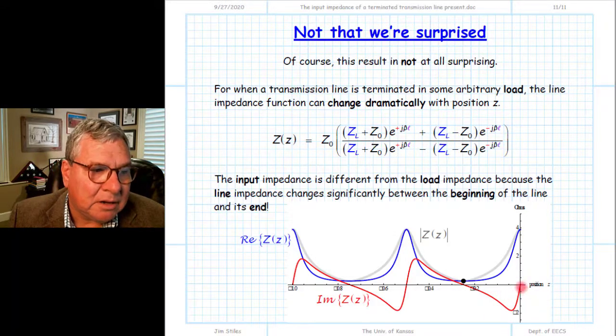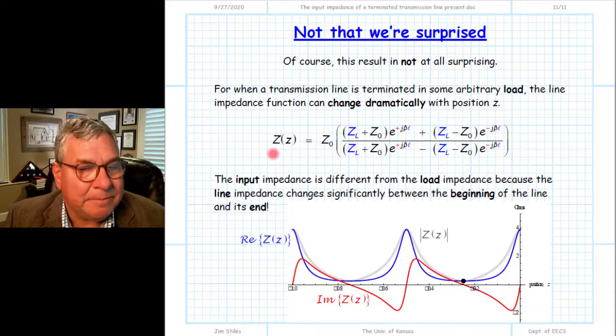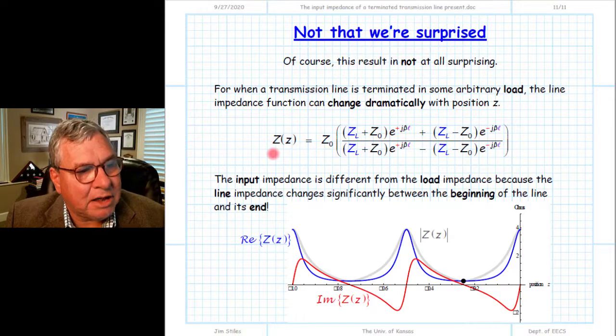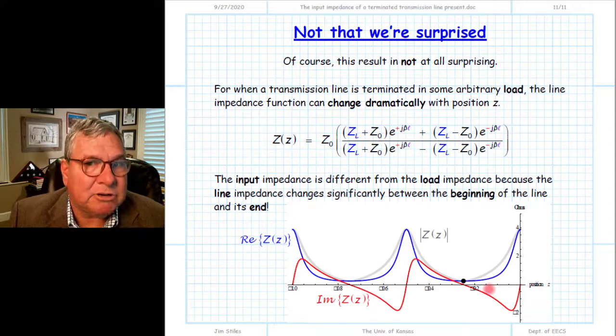As we move away from the end of the line back toward the beginning, what we see is our line impedance changes as a function of position. Again, that's the key thing. Our line impedance is different at every location on the line. Both the real part changes, in this case it drops, and the imaginary part changes as we move along the transmission line. A couple of things are interesting here.